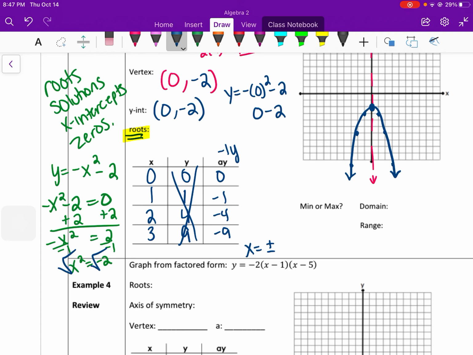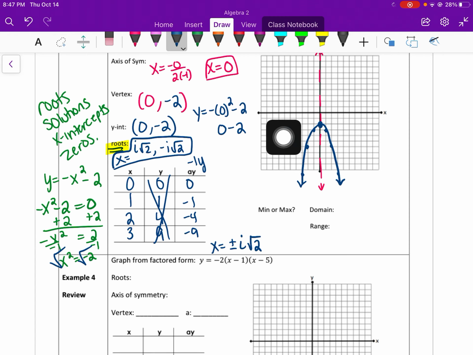They come in pairs. And then the square root of negative 2 is going to be i square root of 2. So our roots are positive i square root of 2 and negative i square root of 2. Those are your two answers, or your solutions, or your zeros. Those values would make the equation equal 0. And I knew that they were going to be imaginary again because I didn't have any x-intercepts. So typically roots means x-intercepts, where it crosses the x-axis. If it doesn't cross the x-axis, then those are complex roots, and you have to solve for them.